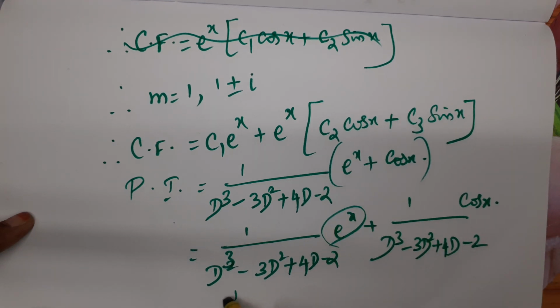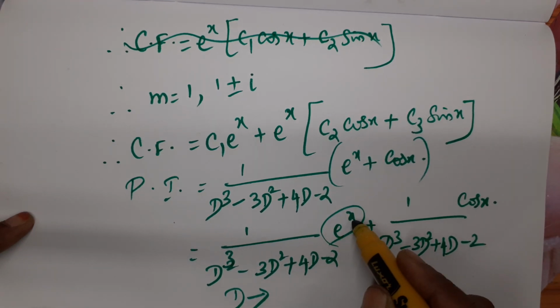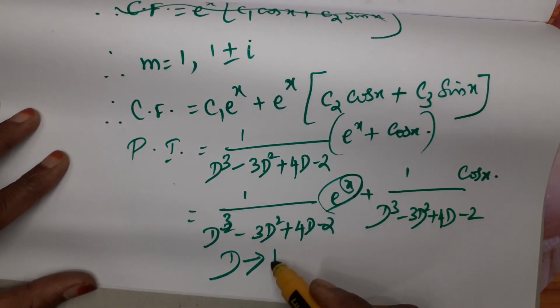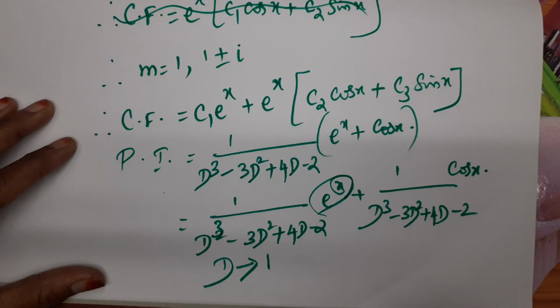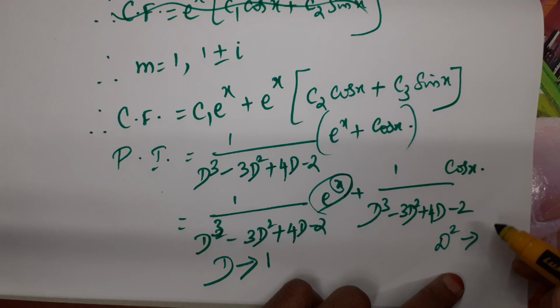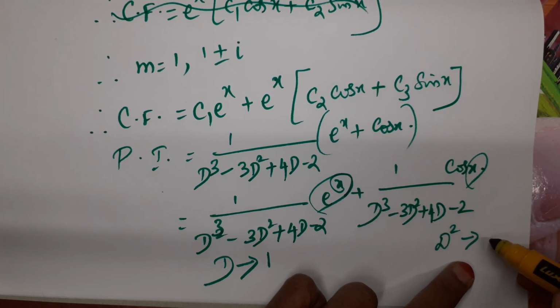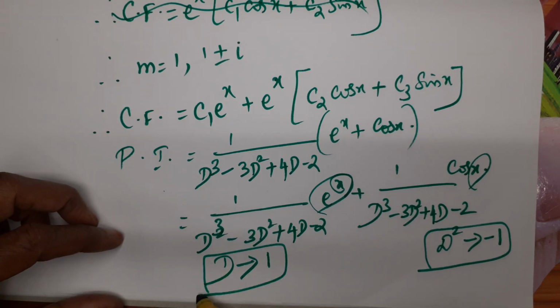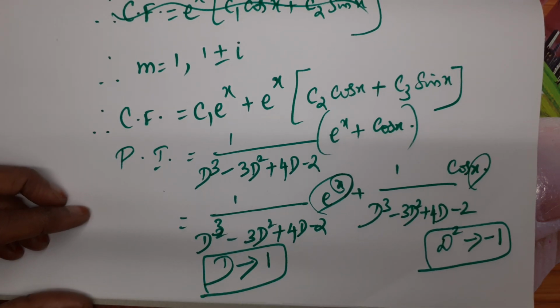For e power x, we have to replace D by, what is the coefficient of x? It is 1. So we have to replace D by 1. And in the second case, we have the substitution for D squared. D squared has to be replaced by, here the coefficient is 1, minus 1 squared, so minus 1. So in the first case, D by 1 and here D squared by minus 1.